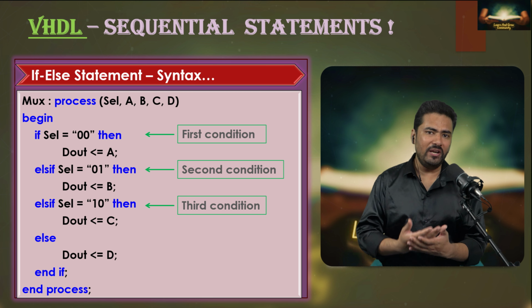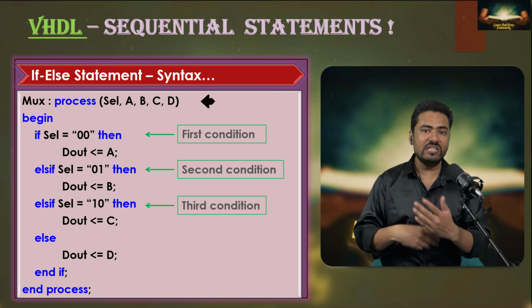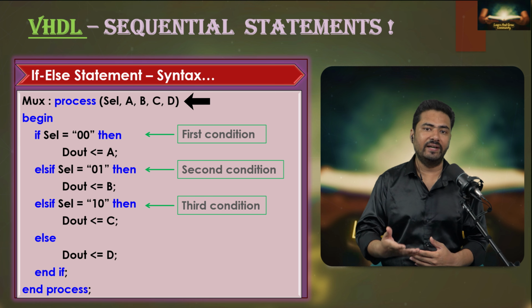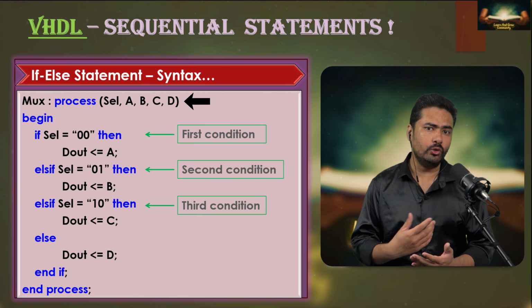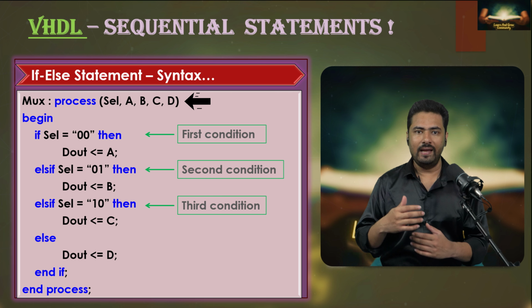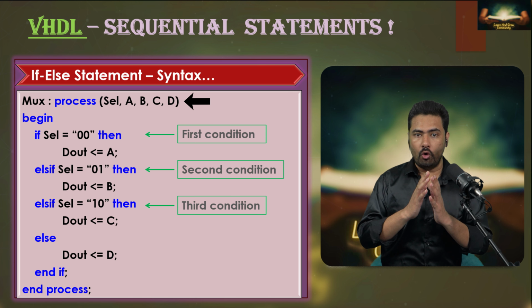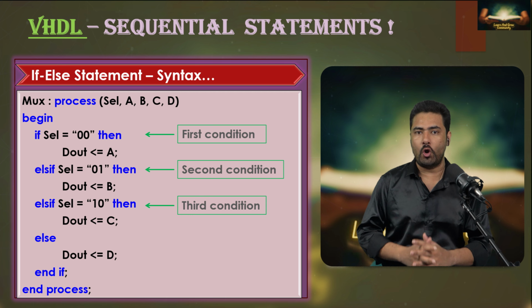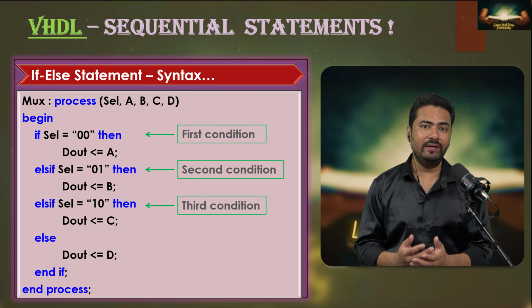Because this is a combinational process, the sensitivity list must include all the signals that the process will read. So the process needs to read signals A, B, C, D, and the select input. All of these signals are going to be used inside my sensitivity list at the top. Okay, so let me read the code first.